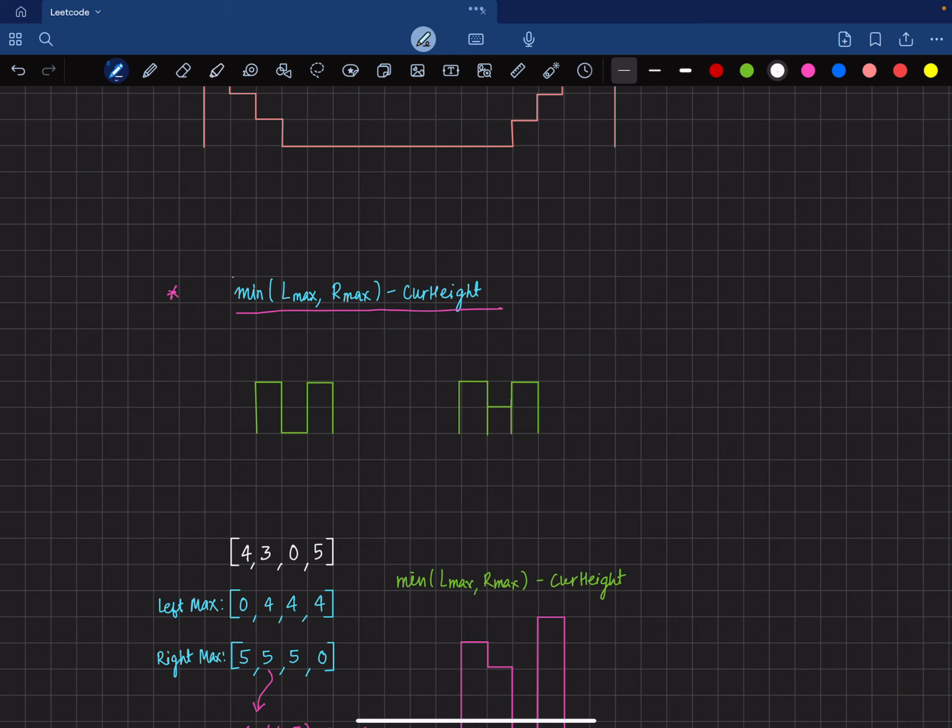Okay, we saw above the first part of this equation, why it was important. Cool. But hey, why are we subtracting current height out of that part? How does it make sense? Let me walk you through that. Suppose I'm at this part, elevation is 0. We have a left height of 2 and a right height of 2 from this state, correct? The max on the left and the max on the right.